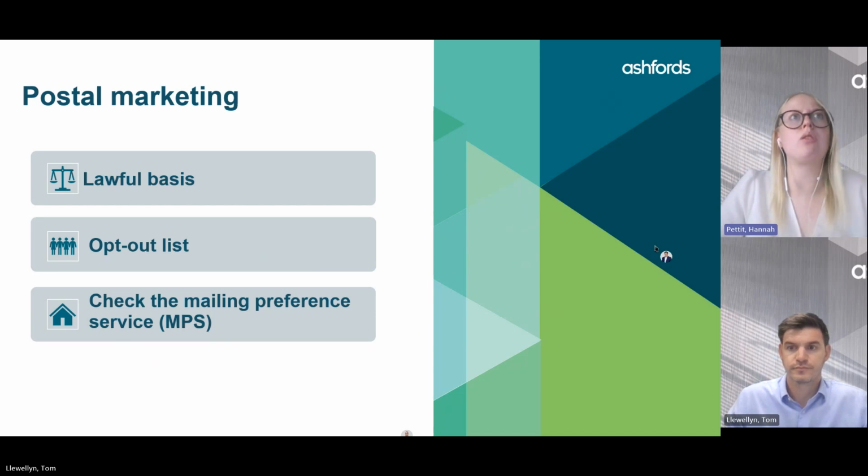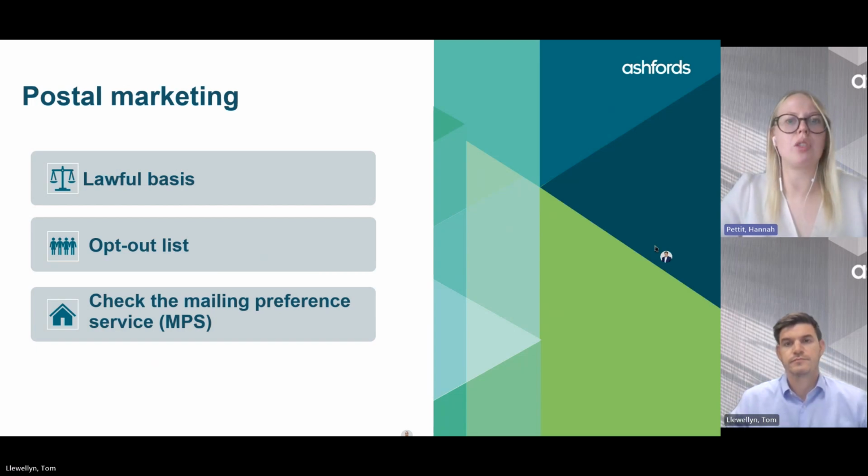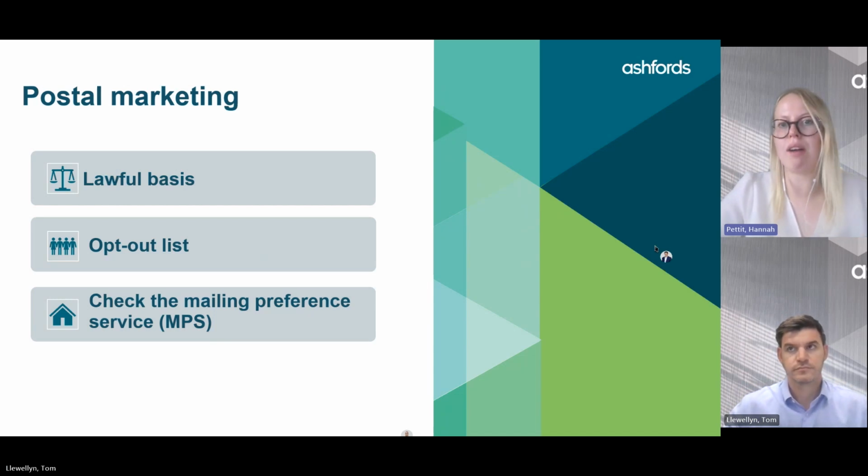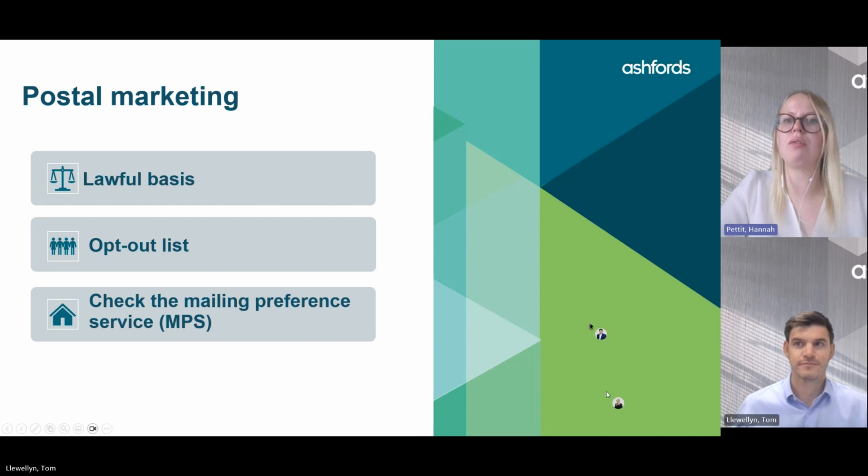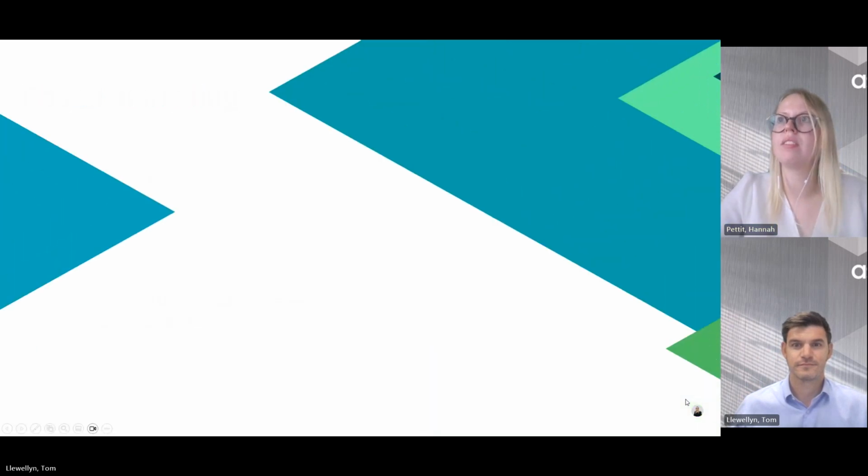When you're sending postal marketing that's addressed to someone, you just need to think about these key 3 things on the slide. So make sure you've got a lawful basis under the UK GDPR, check that the individual hasn't opted out, check your do not contact list, and also check the mailing preference service. Now, that was a whistle-stop tour of direct marketing compliance rules, and I'm now going to hand over to Tom, who's going to focus on the ICO's enforcement action in this space.